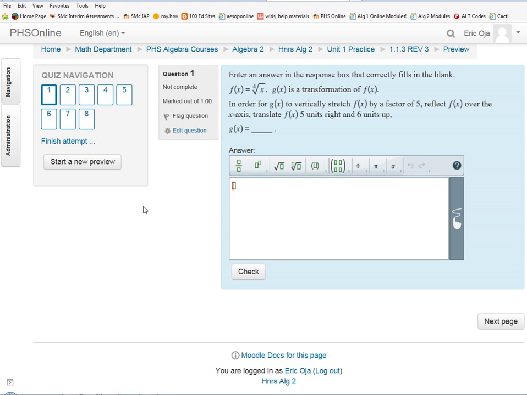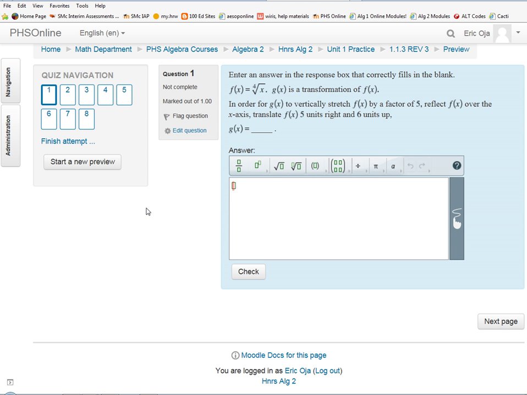So what if we want to do something like that? What if we want to vertically stretch this function by a factor of 5, reflect it over the x-axis, and translate f of x 5 units right and up 6 units? That's a lot of stuff. Let's take these one at a time. What am I going to do?